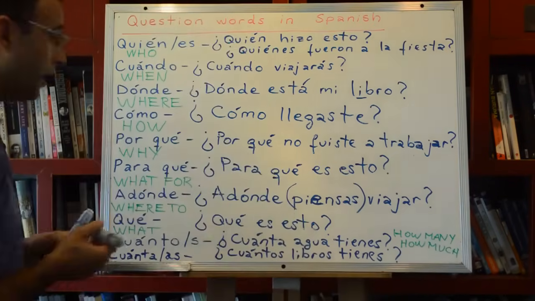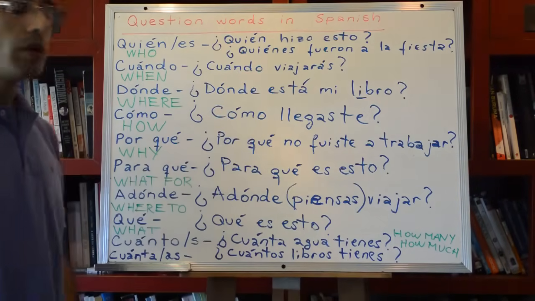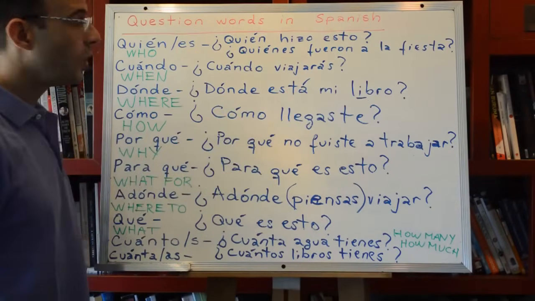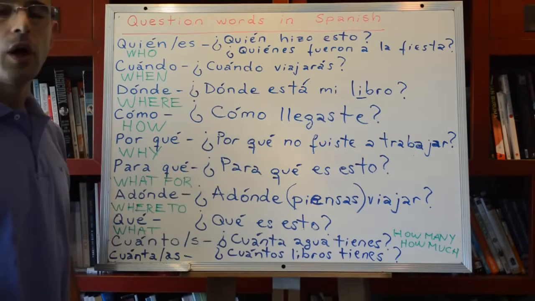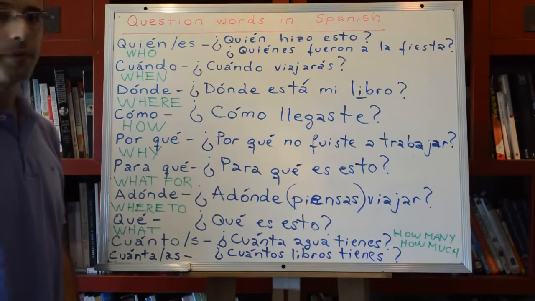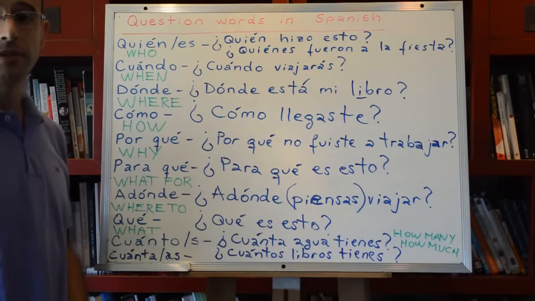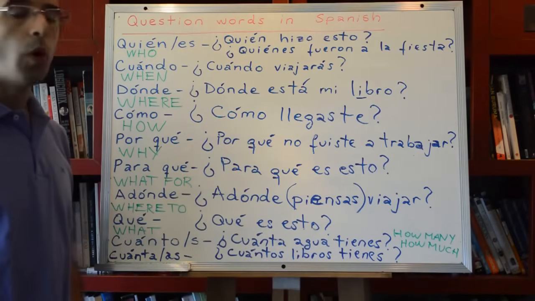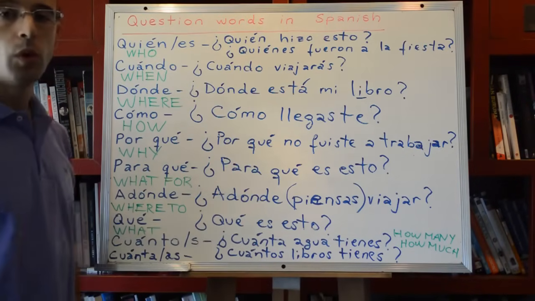Okay? So let's read once again all the sentences. ¿Quién hizo esto? Who did this? ¿Quiénes fueron a la fiesta? Who went to the party? ¿Cuándo viajarás? When will you travel? ¿Dónde está mi libro? Where is my book? ¿Cómo llegaste? How did you arrive? ¿Por qué no fuiste a trabajar? Why didn't you go to work? ¿Para qué es esto? What is this for?